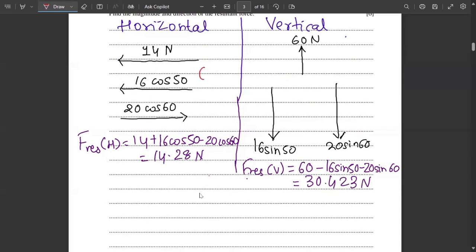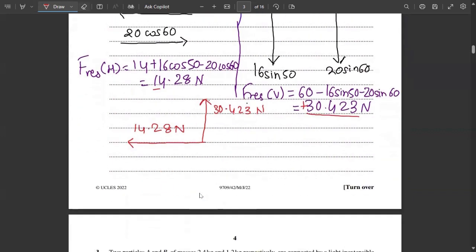Here we have taken left as positive, and the answer we got is positive. So that means 14.28 Newton to the left. And here we have taken upward as positive, and this answer is positive. That means 30.423 Newton upward. So these are the final horizontal and vertical resultant forces. 14.28, and this is 90 degrees. And now, how will we find out the resultant force? In order to find the resultant force, I will shift this arrow here.